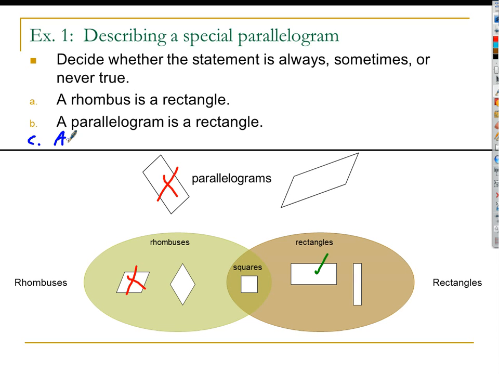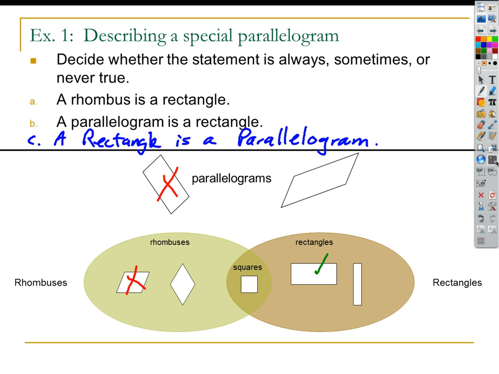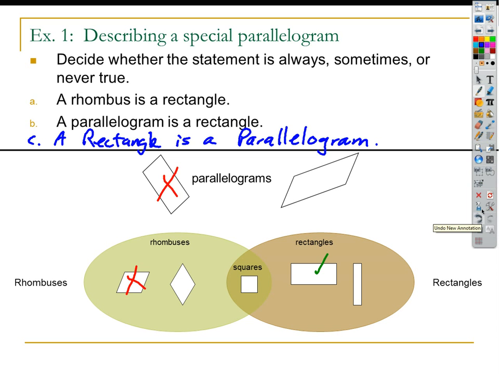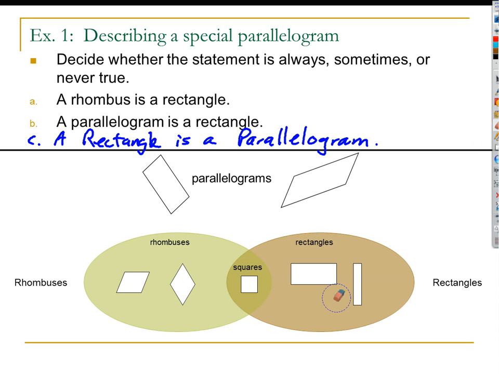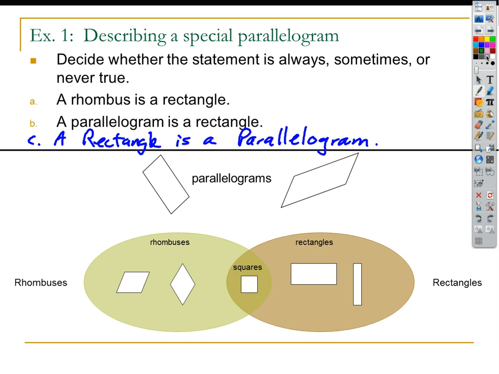A rectangle is a parallelogram. Sometimes, always, or never true. What do you think? Never. There are lots of alwayses. Yeah, always.